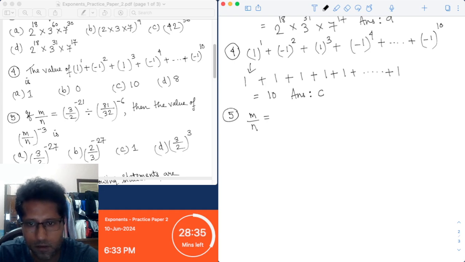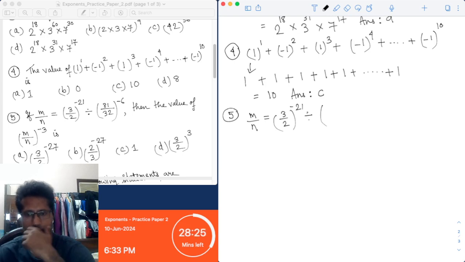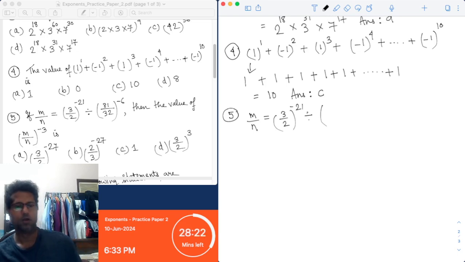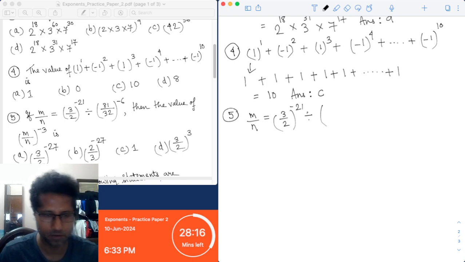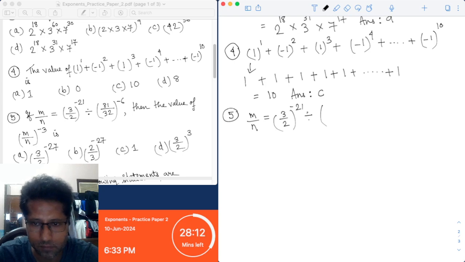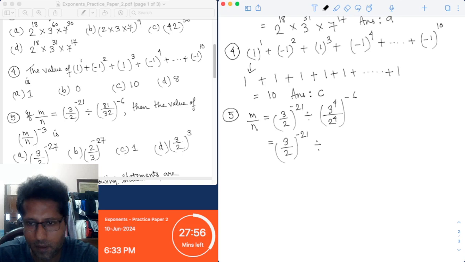So m by n is (3 by 2) to the power minus 21 divided by (81 by 32) to the power minus 6. We have to convert this 81 by 32 into an exponential form where the base is 3 by 2. Then it will be easy for us to simplify. So 81 we know is 3 to the power 4, and 32 is 2 to the power 4. So now this becomes (3 by 2) to the power minus 21 divided by ((3 by 2) to the power 4) whole to the power minus 6.